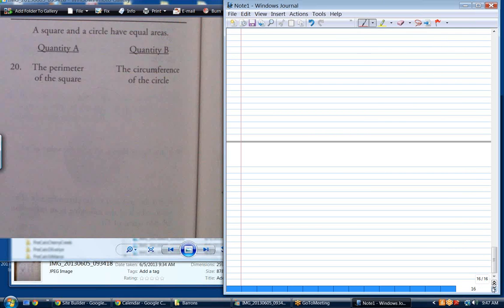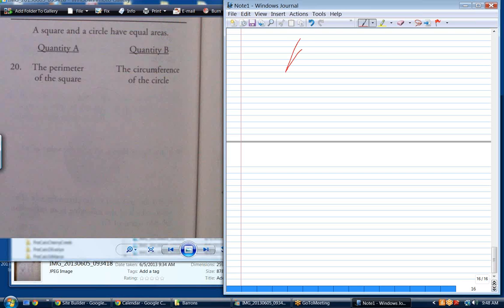A square and a circle have equal areas. Compare the perimeter of the square and the circumference of the circle. Well, on this one, I think I would pick a number. So maybe 2 for the square. How about picking 4? Yeah, 4 is a little better number, so you don't have to deal with irrational numbers unnecessarily.